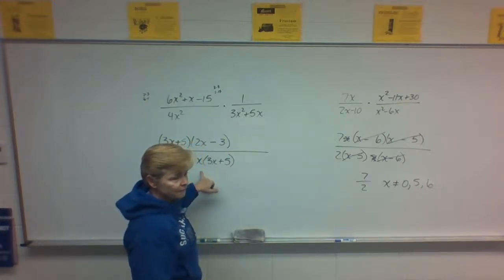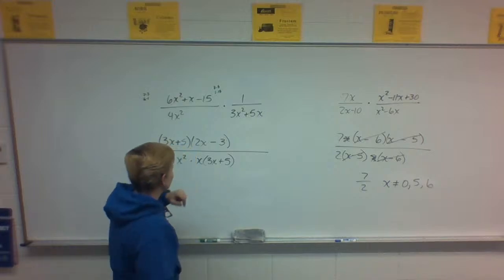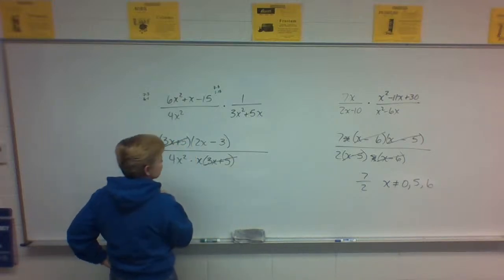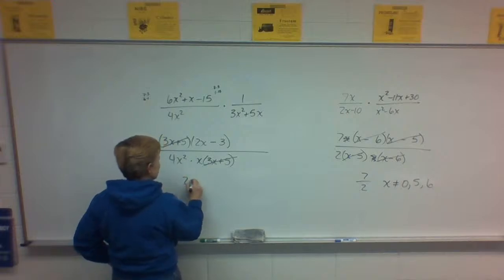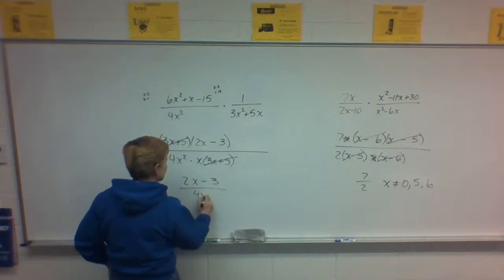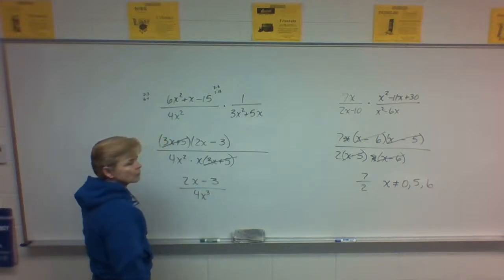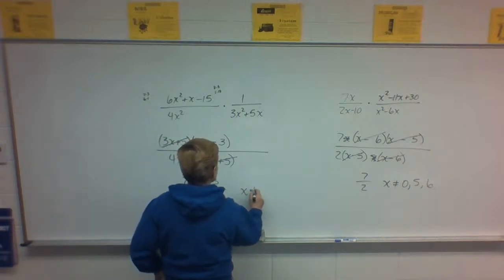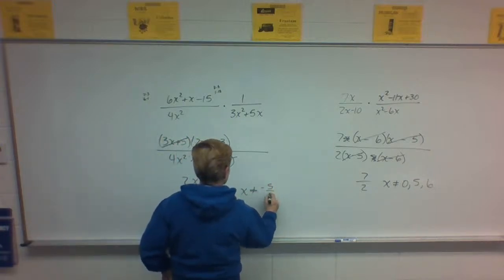You see? Everybody following? Okay, so now we start canceling, and that's the only thing I lose right there. So now what I have is just 2x minus 3 over 4x cubed. And then the restriction would be x can't be -5. No, X cannot be -5/3.